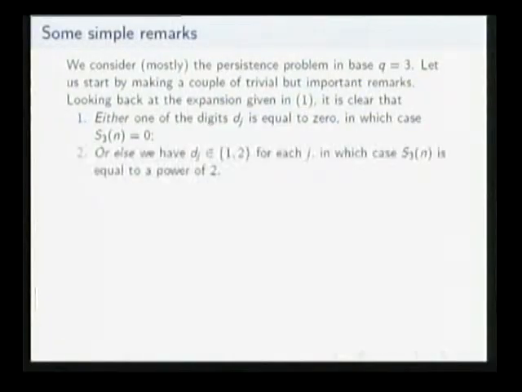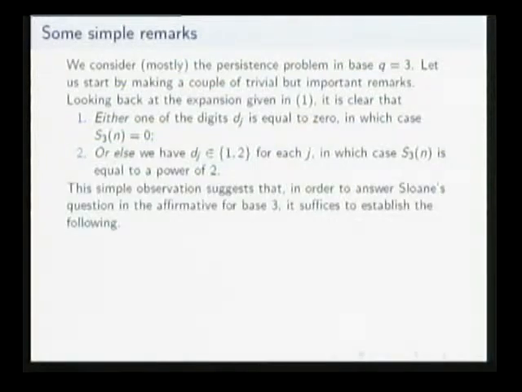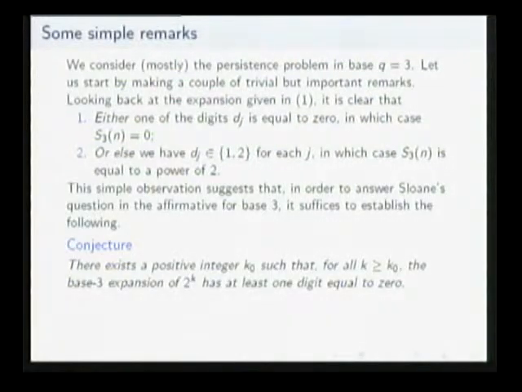If you knew that only finitely many powers of 2 don't have any zeros in their base 3 representation, you would solve this problem in base 3. But no one knows that. So that's, in fact, a conjecture. Here's the conjecture: there is a moment after which all powers of 2, 2 to the k, exhibit at least one 0 in their base 3 representation.